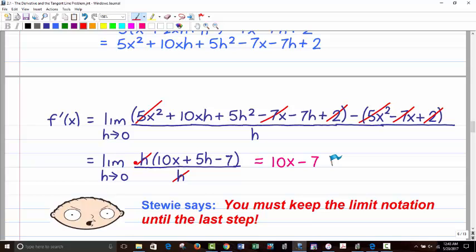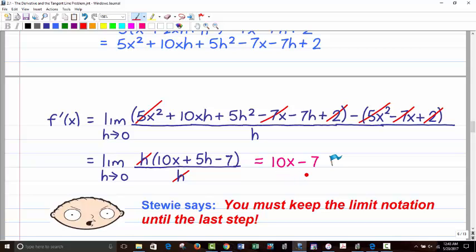The limit as h goes to 0. You factor out an h and cancel it. Then you reinsert the 0 in there for h. So it makes that term go away. So it's 10x minus 7.